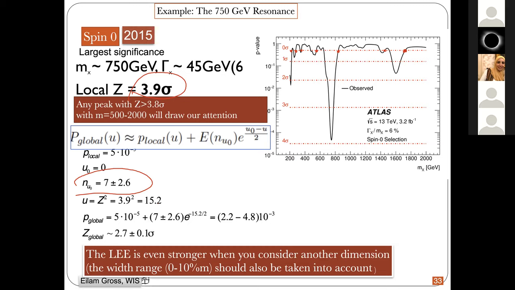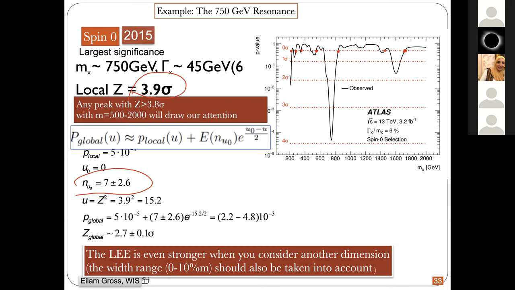Now, you notice something interesting here. This fluctuation has a width. And that can also fluctuate. So people said, okay, I could also ask the question, what is the probability of a fluctuation in this mass range, but also in a width range, which could be something like 0 to 10% of the mass.